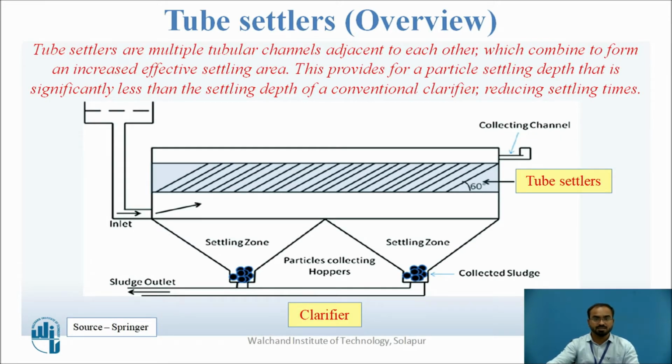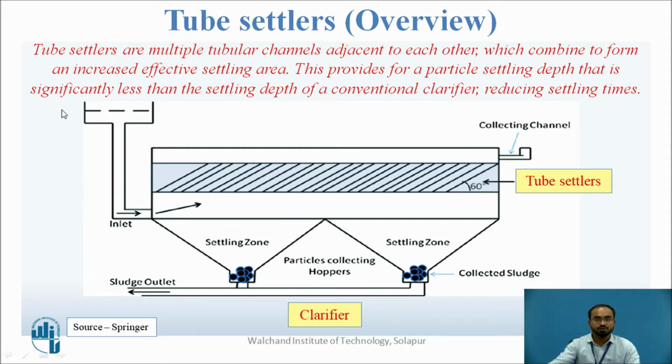So what are tube settlers basically? These are multiple tubular channels which are adjacent to each other and combine to form an increased effective settling area. This provides a particle settling depth that is significantly less than the settling depth of a conventional clarifier, reducing the settling time. By providing tube settlers, we can reduce the settling time and have higher efficiency of settling in the clarifiers or in the sedimentation tank.